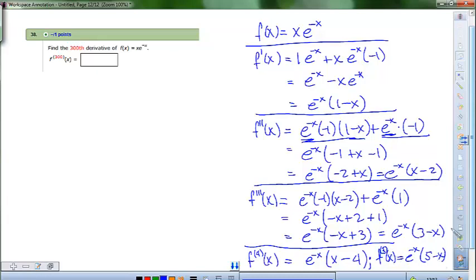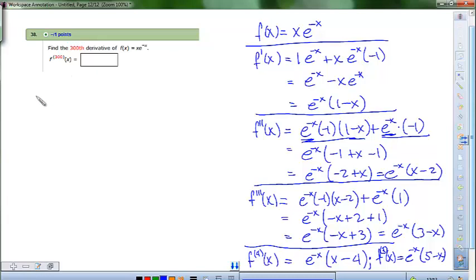Okay, so let's establish a couple of things. It looks like if the power, or if the derivative is even, then you have an x minus that same whatever derivative that is. So second derivative we have x minus 2, fourth derivative we have x minus 4. If the number of derivatives you're taking is odd, it looks like the odd number comes first and then you have a minus x. First derivative is 1 minus x, the third derivative is 3 minus x. Alright, and I think that's it. That's all we need to know.